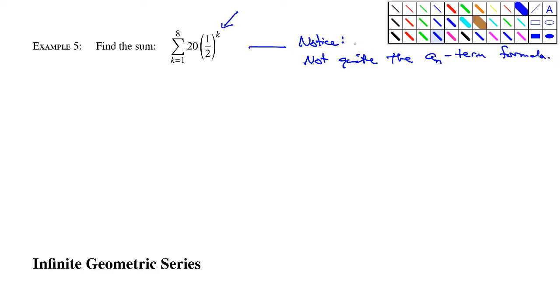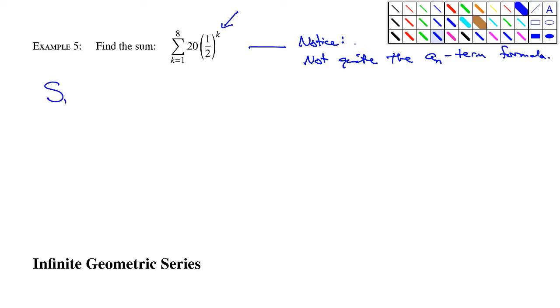Let's look at example 5. Find the sum. The sum as k goes from 1 to 8 of 20 times 1/2 to the k power. So the first thing you need to notice is that this is not quite the a sub n term formula. It's not quite in the right format. It has a power of k, and this should normally be a k minus 1. So we just have to take a little precaution when we work with our formula.